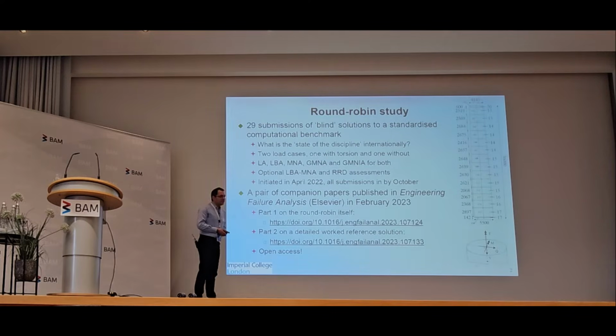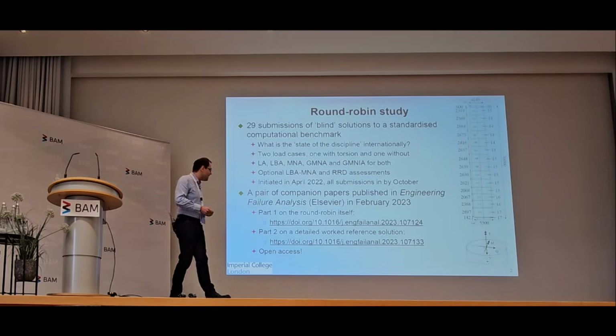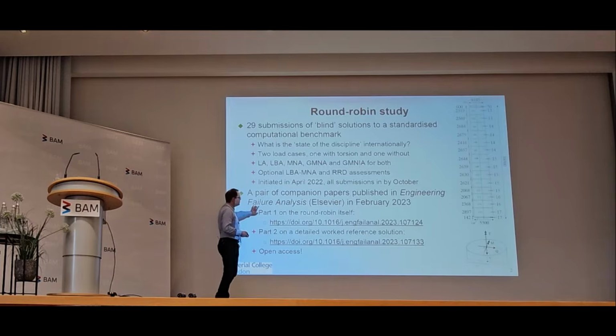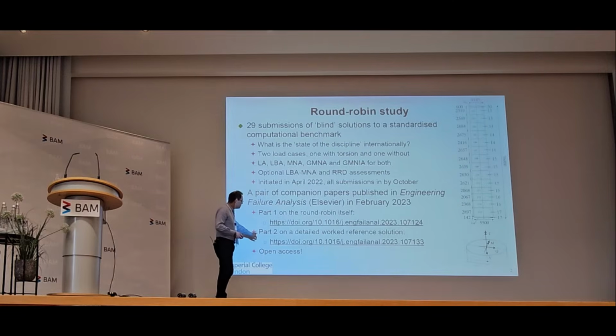This was published as a pair of companion papers in Engineering Failure Analysis, which I thought was the appropriate forum for a detailed case study. Part 1 was the round robin itself, that is the collection of all of the results with distributions. This paper has 29 co-authors, so being a co-author on the paper was a kind of incentive to get people to contribute, and it clearly worked. So this is 29 co-authors, and part 2, this was just Mark and myself.